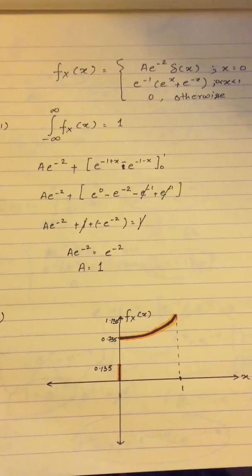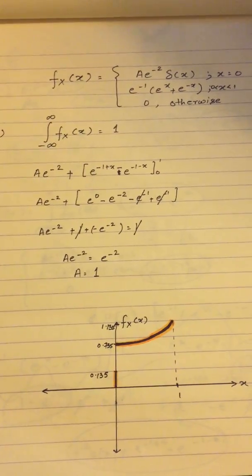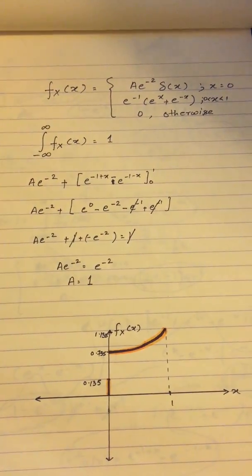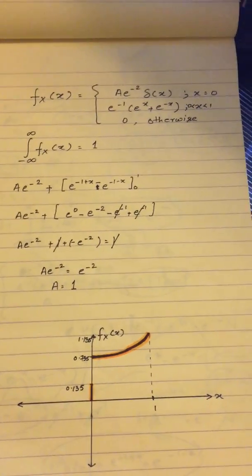Hi, today we'll be solving question 2 of homework 2 for our probability homework. The question gave us the probability density function f_X(x), that is defined in three regions.